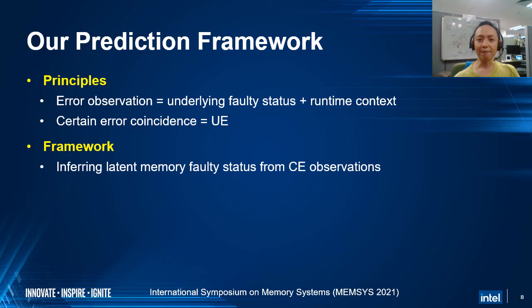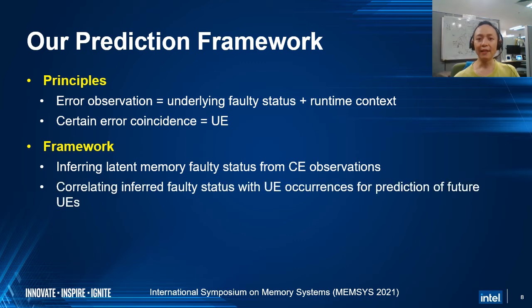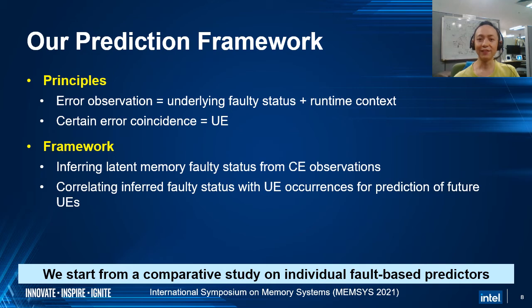In our prediction framework, we first use the CE observations to infer the latent memory faulty status. We then correlate the inferred memory faulty status with the UE occurrences for predicting future UEs. Here we start from a cross-data comparative study on the individual fault-based predictors, which we will introduce next.